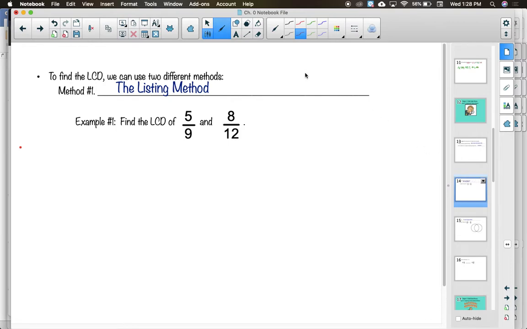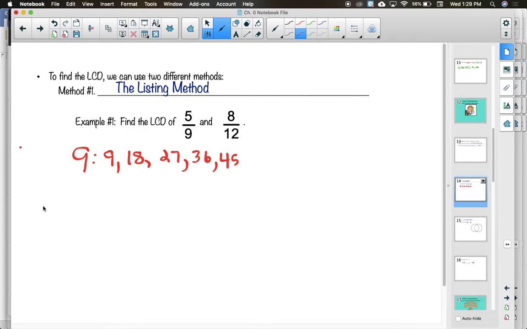First method I'm going to show you to find the LCD is called the listing method. And in the listing method, we take our two denominators and we list their multiples so we can find the smallest multiple that they have in common. And how to find multiples is very easy. So we're going to do 9 first. We do 9 times 1, 9 times 2, 9 times 3, 9 times 4, and you just kind of keep going until you have a good place to stop. If we need to keep going and list more multiples, we will.